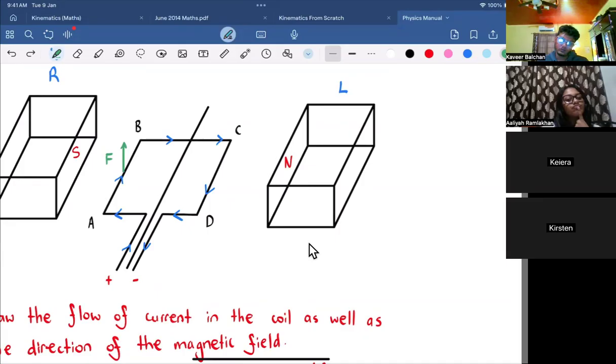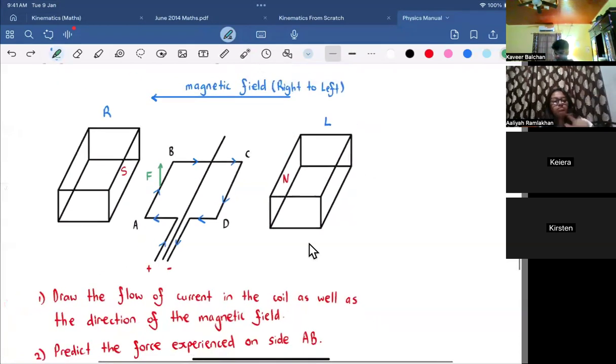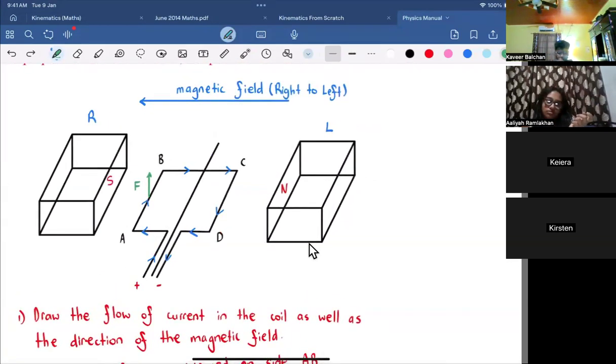So the current is going in or is it coming out? It's coming out. Okay. And the magnetic field is right to left. Yeah, that's correct. So this side will experience a downwards force. So yeah, if this side is going up and this side is going down, what kind of rotation would that produce? Clockwise or anti-clockwise? Clockwise.